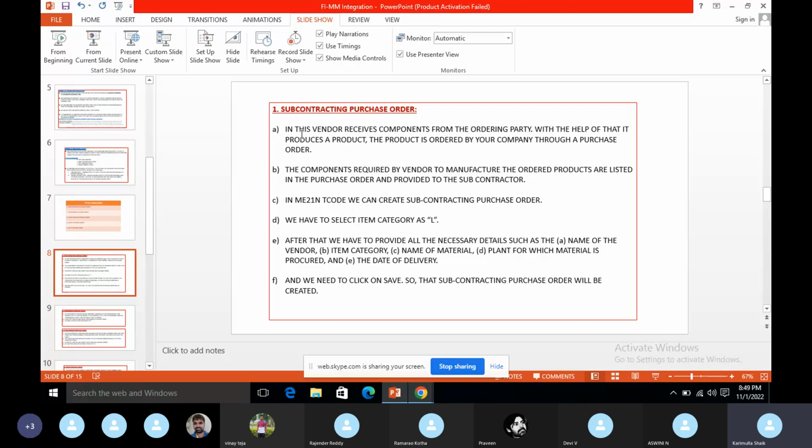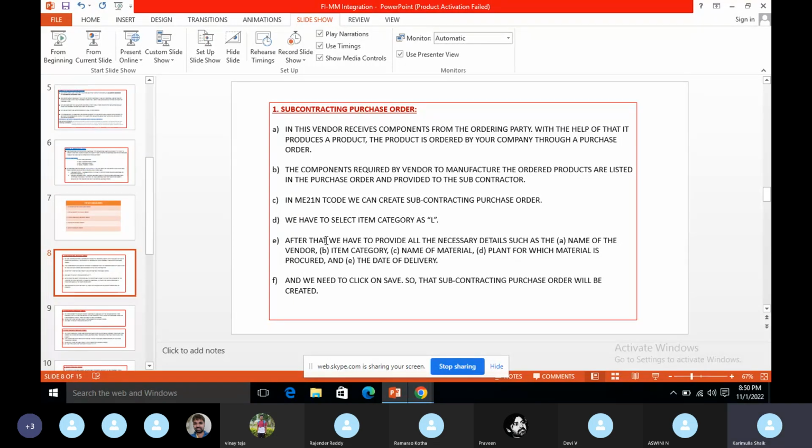Coming to subcontract purchase order. In this, the vendor receives components from the ordering party. With the help of those, it produces a product. This product is ordered by your company through a purchase order. The components required by the vendor to manufacture the ordered products are listed in this purchase order and provided to the subcontractor.